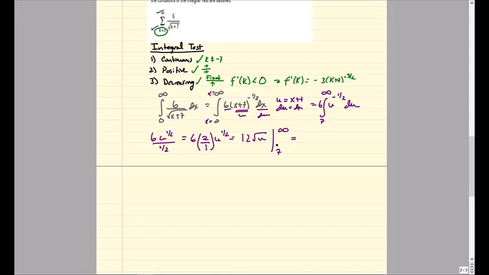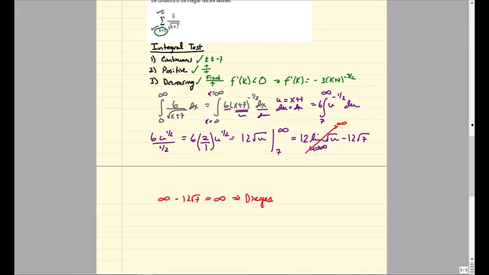So when I plug in my upper limit, remember I'm actually taking a limit here. I have my 12 times the limit as u approaches infinity of the square root of u. So that's my upper, minus my lower, I plug in 7, square root of 7. So this particular limit is going to go toward infinity. So I have 12 times infinity, which is infinity. And then I have infinity minus 12 root 7, which is still infinity. So this means that the integral diverges.